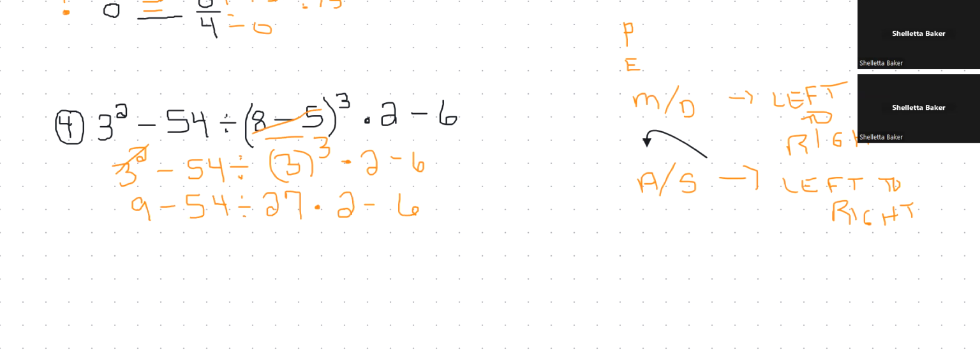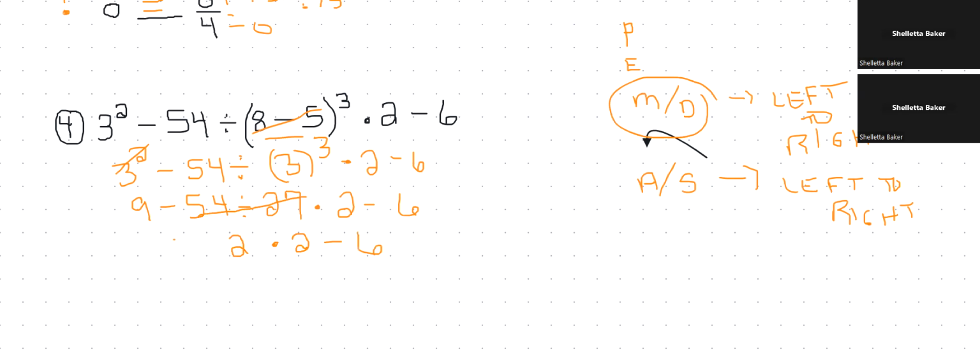So now we're looking at our multiplication and our division from left to right. Division comes first. So 54 divided by 27, that gives us 2. We're going to carry down the multiplication symbol, the 2 that was behind the 27, because we performed this step. Carry down our minus and our 6, carry down the 9 and the minus sign in front.